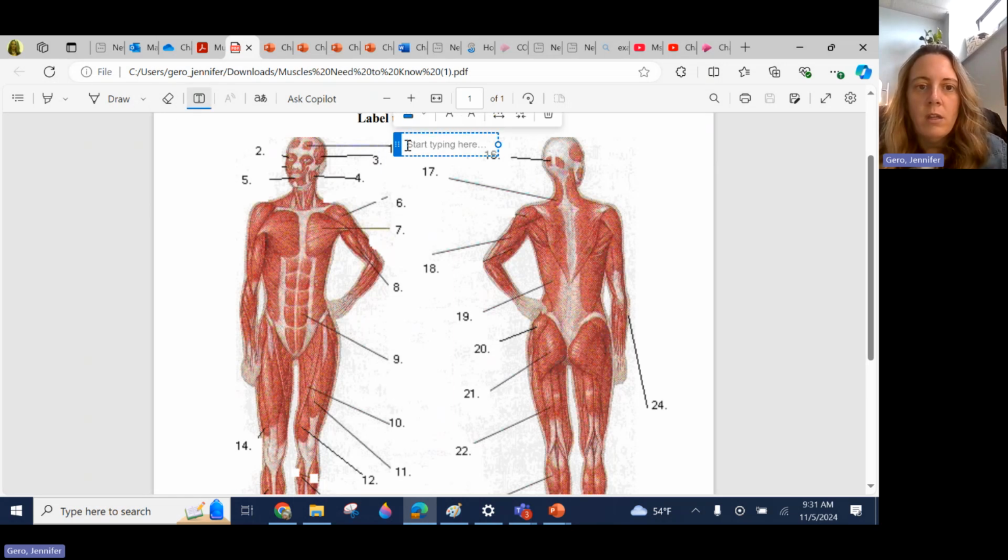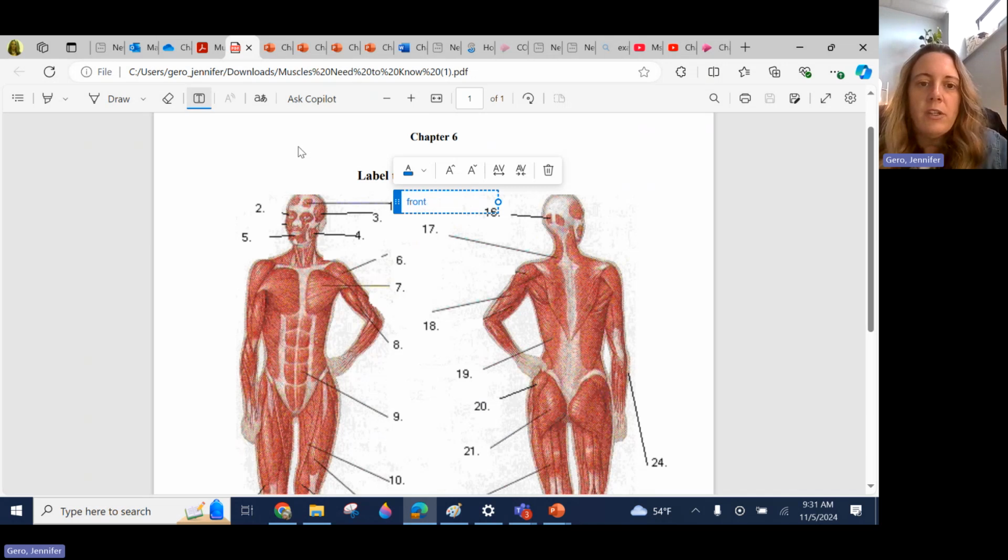Number one is pointing to this muscle that's on your forehead right here. That is the frontalis. Sorry, I should capitalize. It's a proper name.